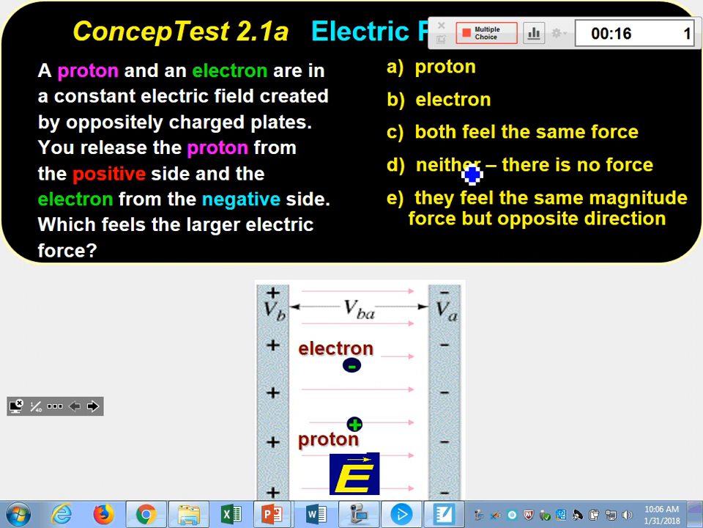All right, a proton and an electron are in a constant electric field. We release the proton from the positive side and the electron from the negative side. Which feels the larger electric force? They're in this constant electric field, meaning it doesn't change, it's always the same. Notice the lines are always equally dense, so the electric field doesn't change. Which feels the larger electric force?